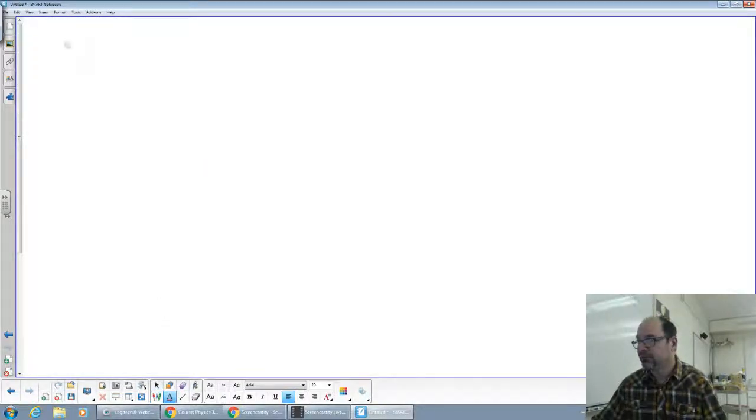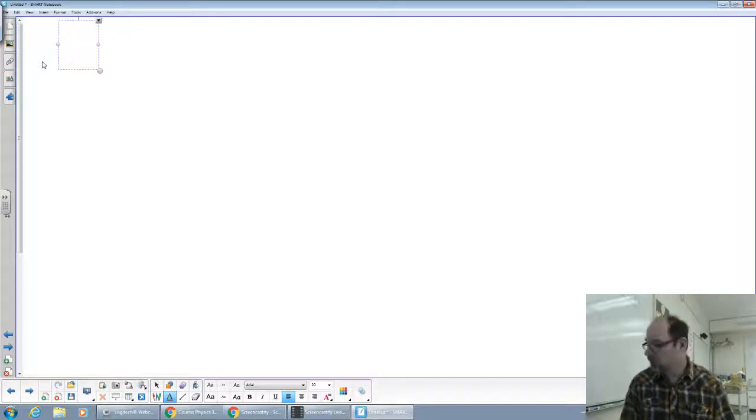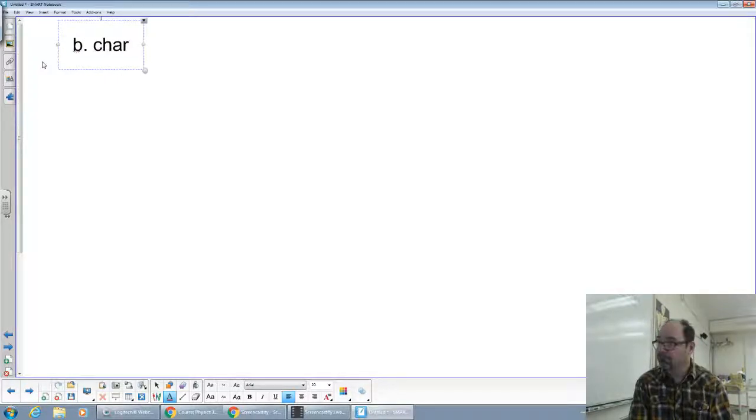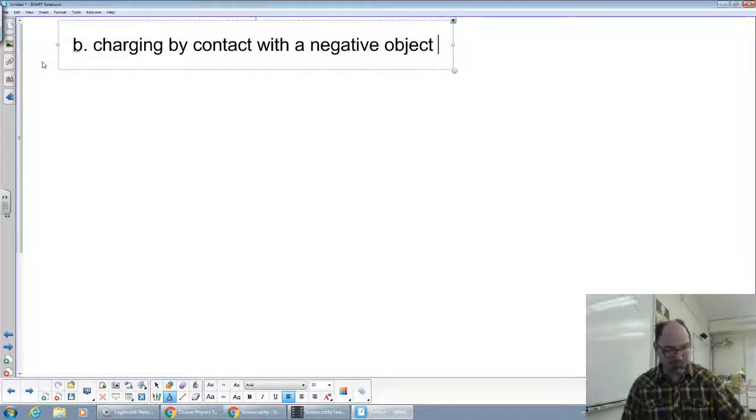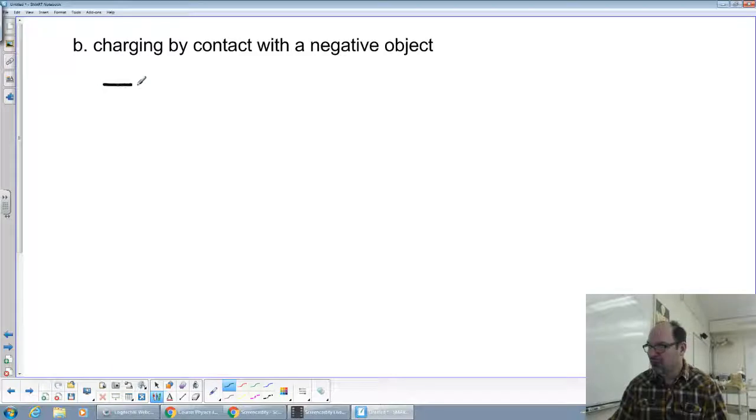So this one would be B, charging by contact with a negative object. Okay, so our first step would simply be this. Okay, obviously we'd have the same kind of idea, a negative object here.